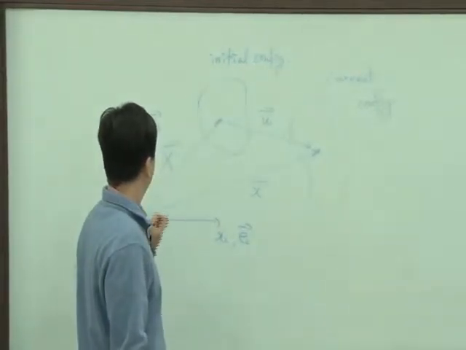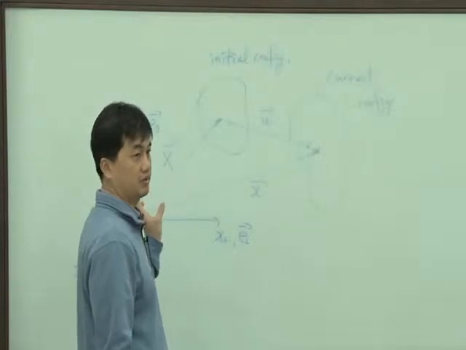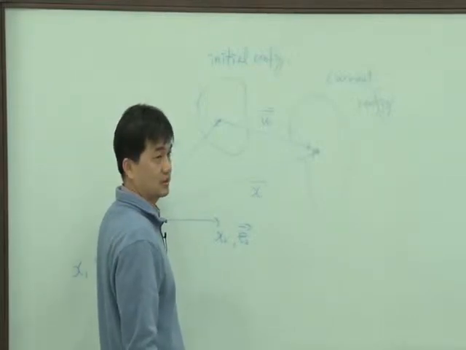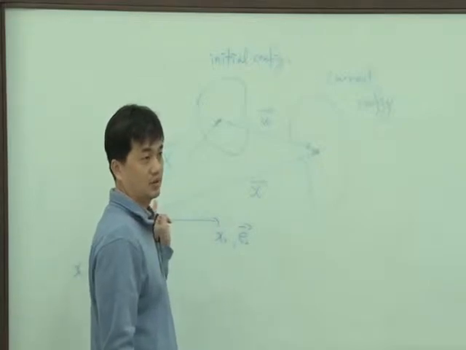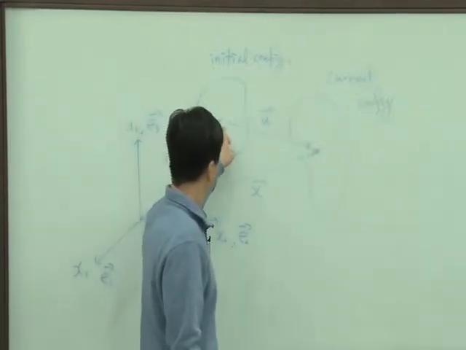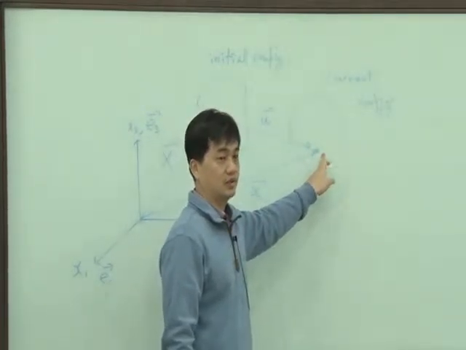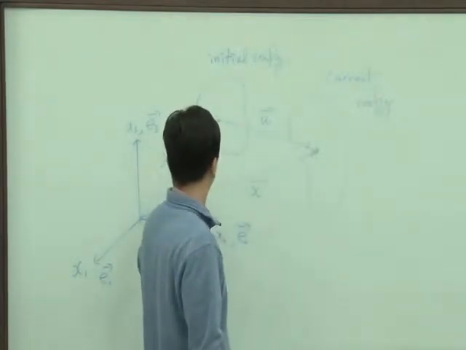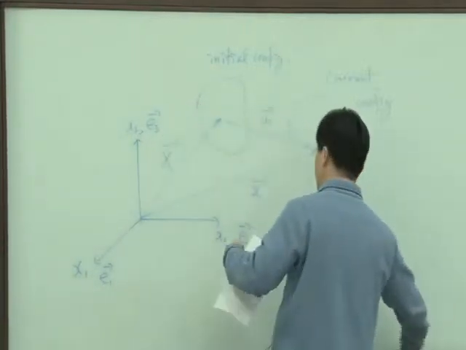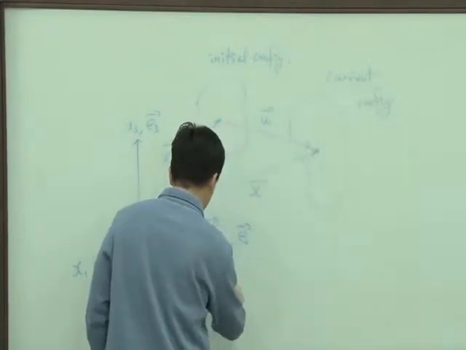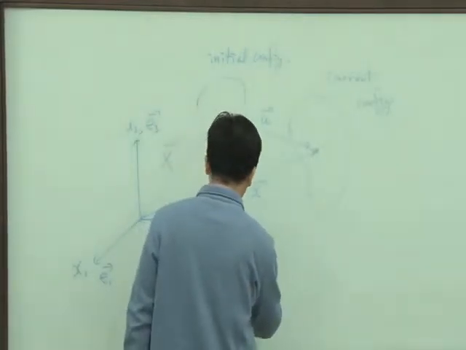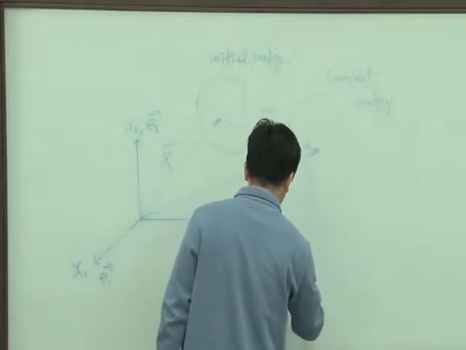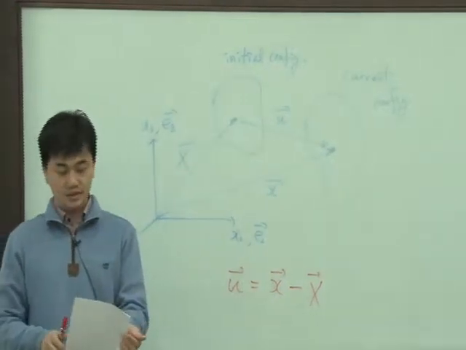Here, the old position, which consists of the initial body, can be described by the position vector X. This is a material position vector. Then this point will move to another point. This is the new point described by the lowercase x. The difference between big X and small x is displacement. So U is a displacement vector calculated by the current material position minus the initial material position. This is the concept of displacement.